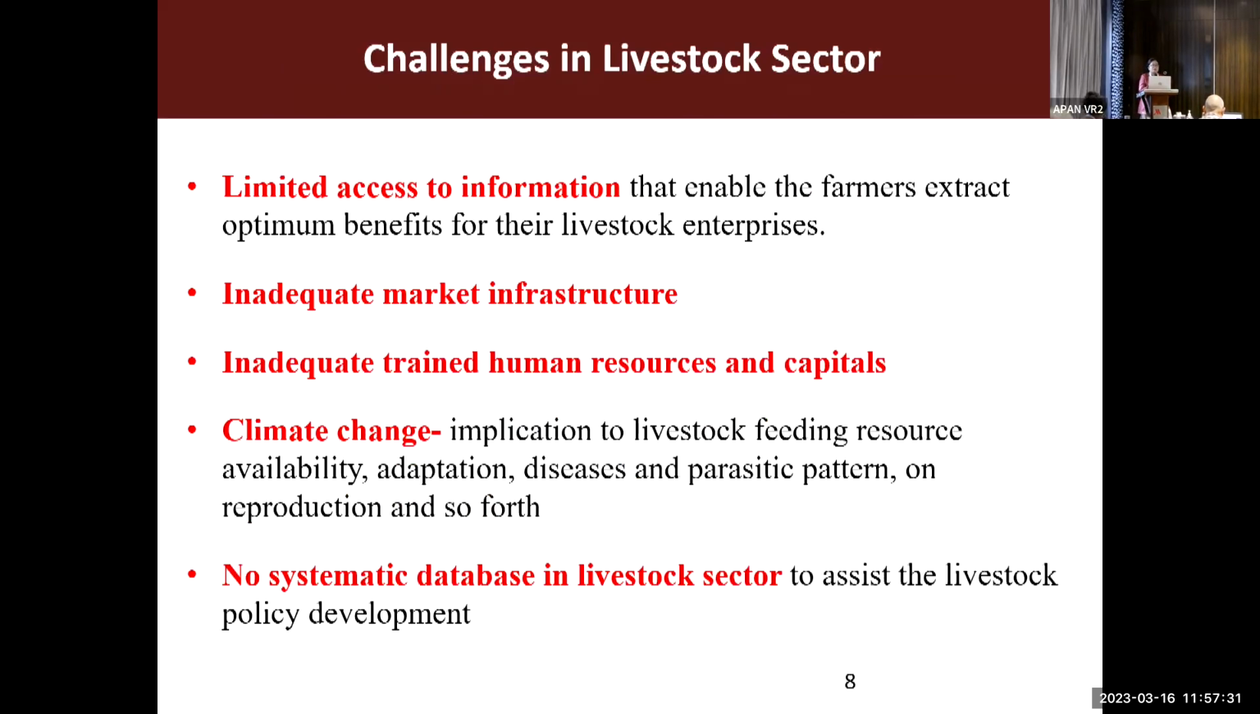There is limited access to the information, which was already sensed by the earlier presenters as well. The main thing is the data that makes you very strong. In order to make a policy, or in order to bring up some of the programs, data plays a vital role. So, no systematic database in the livestock sector. It's not that there is no data, it's not inadequate. That I have to mention here.